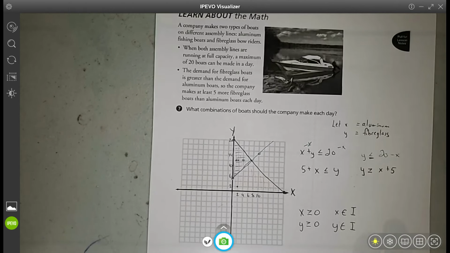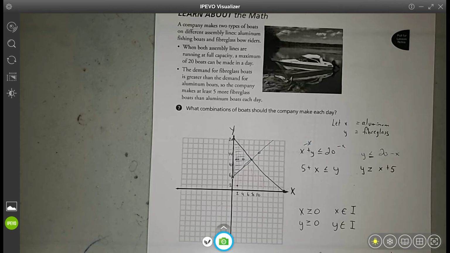And then we took a look at some of our restrictions. X must be greater than or equal to 0. Y must be greater than or equal to 0, right? We can't have negative boats. I put them into the integers. We could put them into the whole numbers. Doesn't really matter, as long as you're not putting them in the reals.